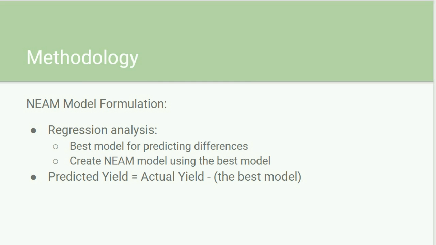Okay, so I will talk about what analysis we are doing for the whole project. The first thing is the formulation of the NEAM model. NEAM stands for Neighboring Effect Adjustment Model. It's a model that will help us remove the neighboring effect from each hybrid. The first thing that we do is to find the best model to predict the neighboring effect. There are 4 basic models that we use to quantify the neighboring effect. After we find the best model, we will use that model to formulate the NEAM model.